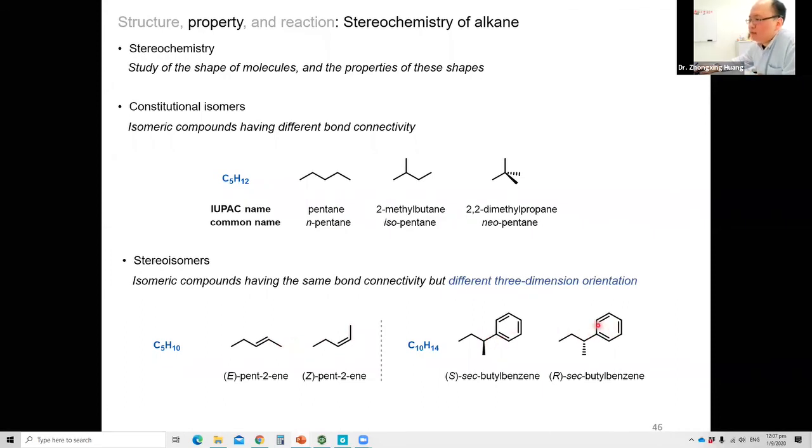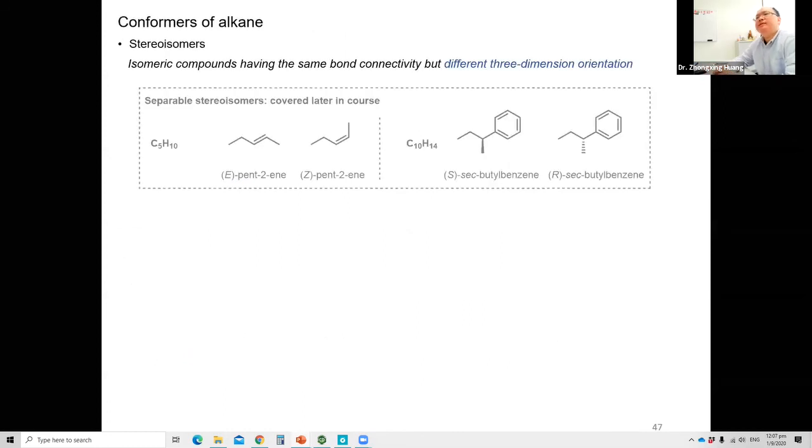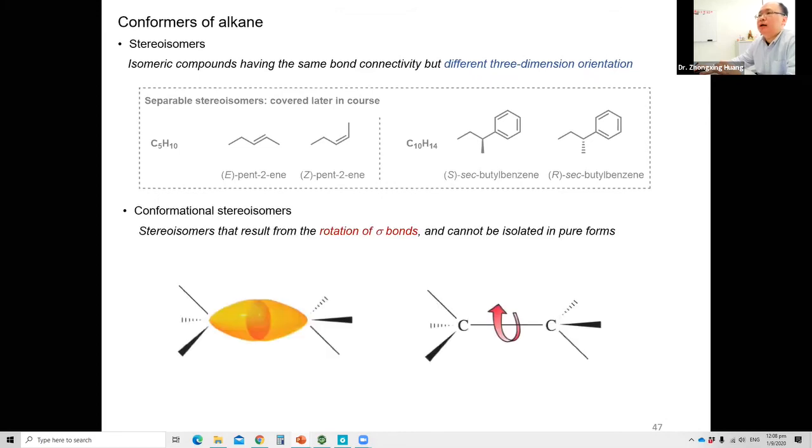Let's look at these two. Connectivity is the same: carbon, carbon, carbon, carbon, 4 carbons with a phenyl ring, right? But if you put this chain on the paper, this carbon is pointing toward you, but this carbon is pointing away from you. So they have the same bond connectivity, but different shape. For this, we call it S or R, and for this, we call it E and Z, which is a bigger part of the stereochemistry you are going to learn. We are not going to learn about E and Z, S and R immediately, but we are going to learn about some stereoisomers of alkanes. So we'll learn this later.